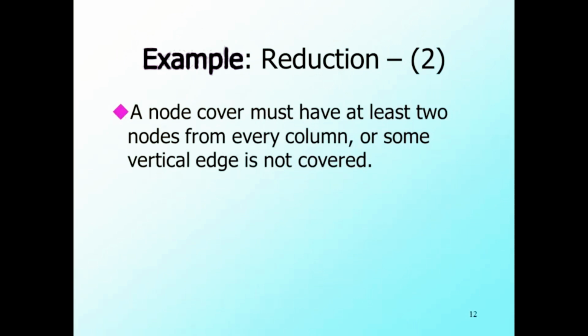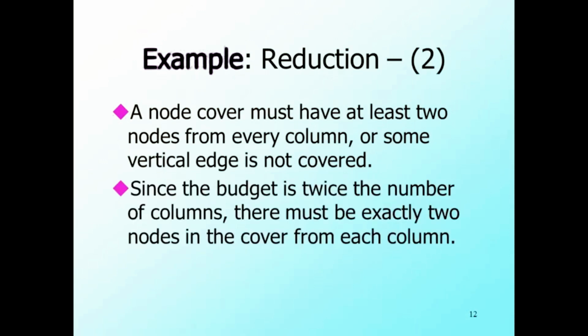If it has only 1 node in a column, then the vertical edge between the 2 unselected nodes will not be covered. And if the node cover has 0 nodes from a column, then all 3 edges in that column will be uncovered. But the budget is exactly twice the number of clauses. So if all 3 nodes in one column were in the node cover, then some other column would be shortchanged. It could get only 1 node and we would not have a node cover. The conclusion is that there can be no node cover with fewer than k nodes, and if there is a node cover of exactly k nodes, then these k nodes must be exactly 2 from each column.